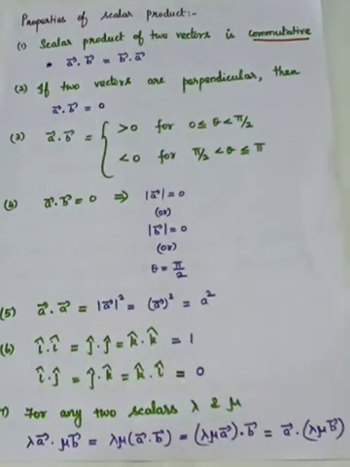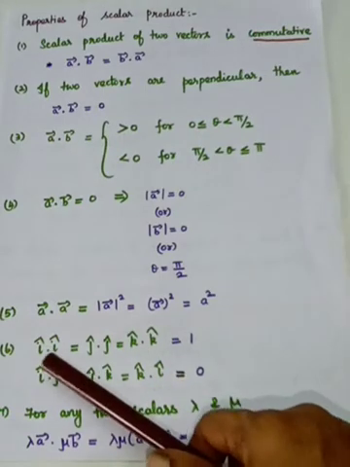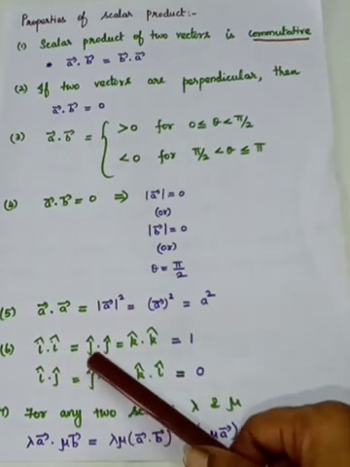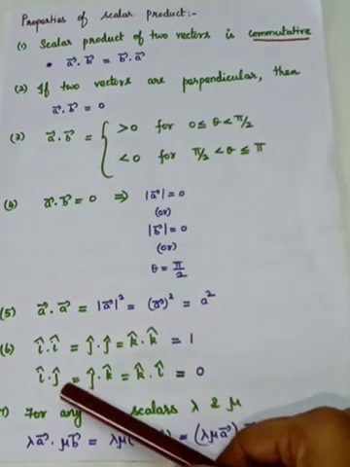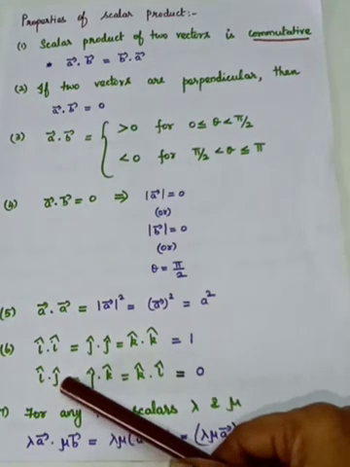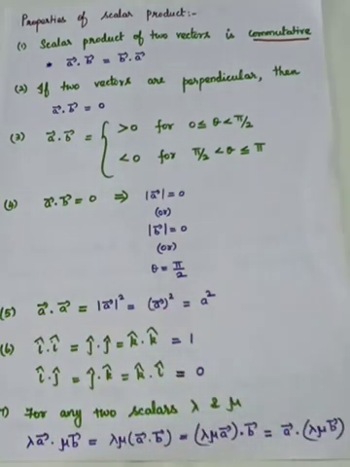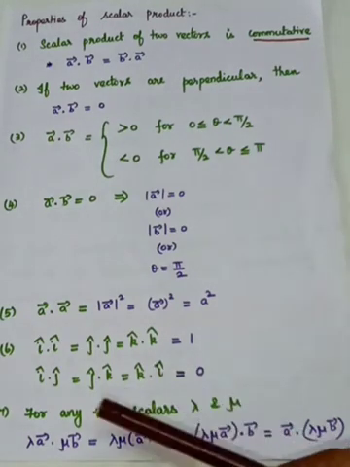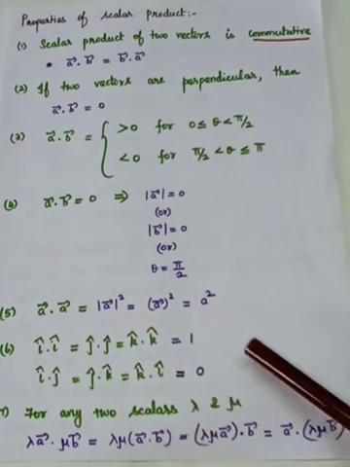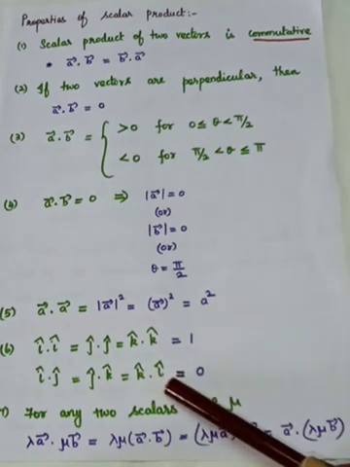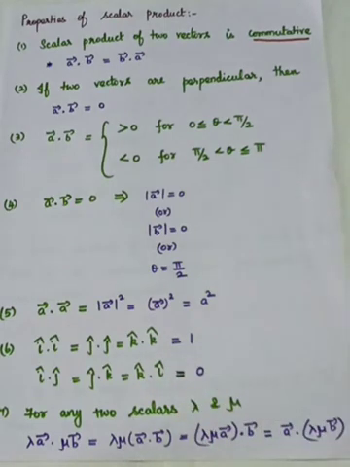So this is the important result for evaluating the scalar product of two vectors in terms of components. That is, I cap dot I cap is equal to j cap dot j cap is equal to k cap dot k cap is equal to 1. I cap dot j cap, if you change it, j cap dot I cap, because it is commutative, is equal to 0. In the same way, j cap dot k cap or k cap dot j cap is equal to 0. k cap dot I cap or I cap dot k cap is equal to 0.